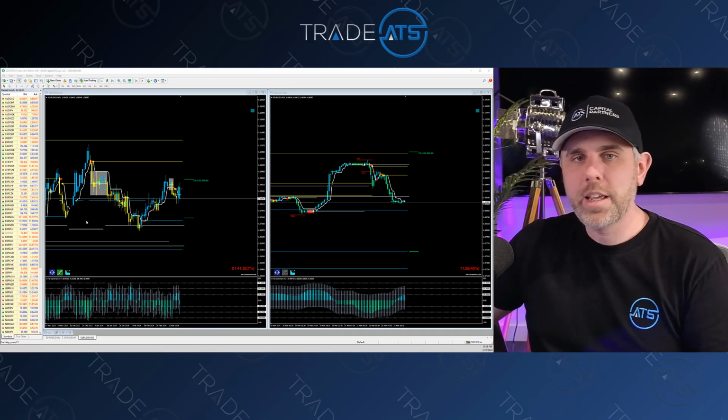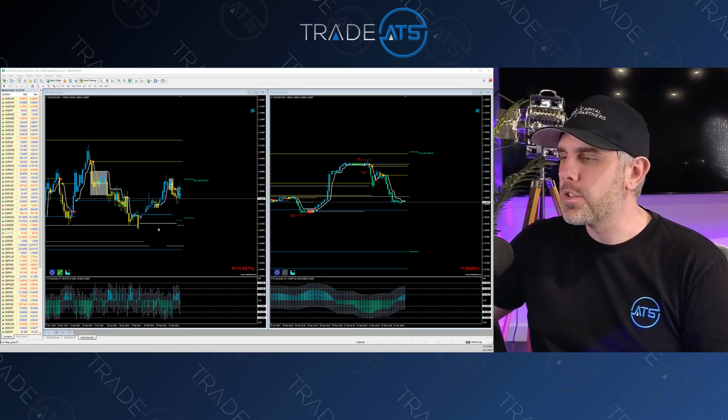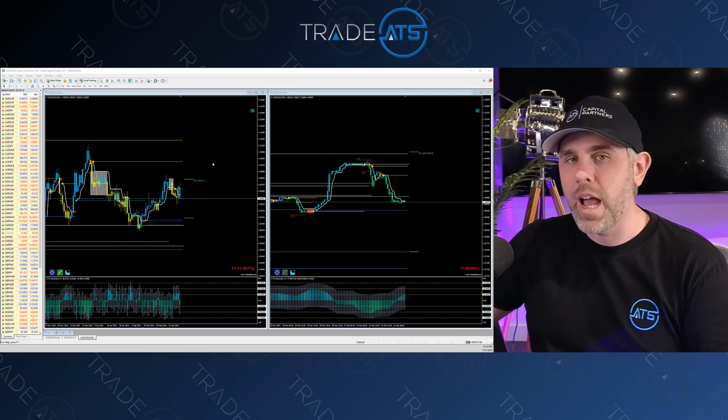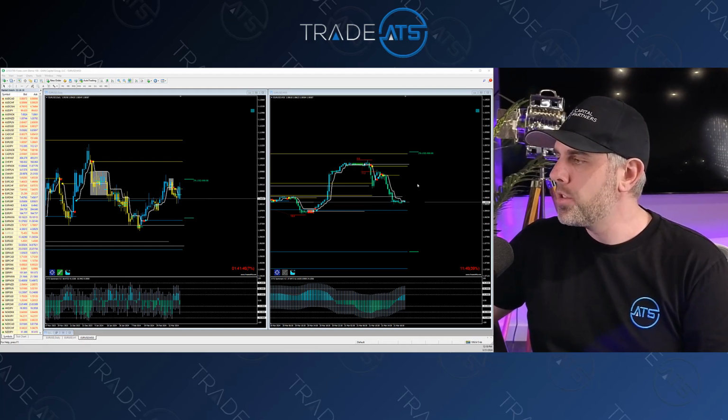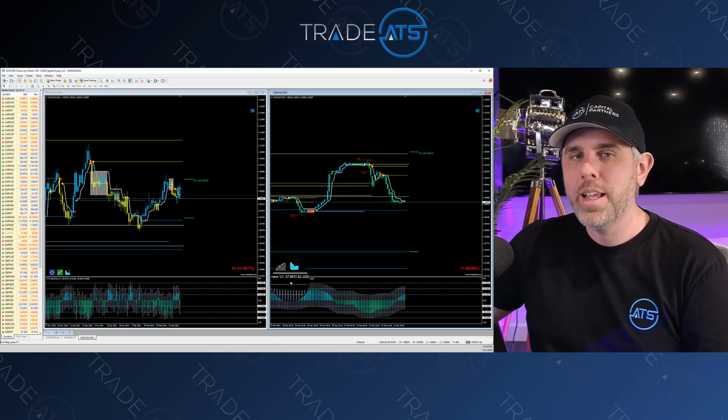All right, so now we're going to take a quick look at our MetaTrader 4 version of our ATS indicator suite. And everything pretty much is identical to TradingView, with the exception that we have a few more indicators on MetaTrader 4. So starting with down here, this is our retail sentiment indicator.